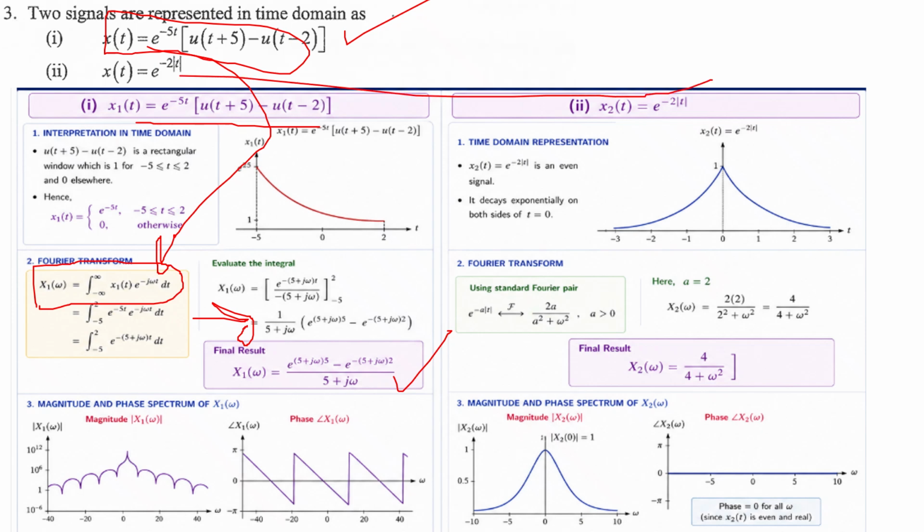Similarly, for another question, you can transform it again. Multiply by e to the power minus j omega t and integrate it, and you can also solve it using the property. The final result will be 2a divided by a square plus omega square. This is actually the result, and you can use this property to get the final result.